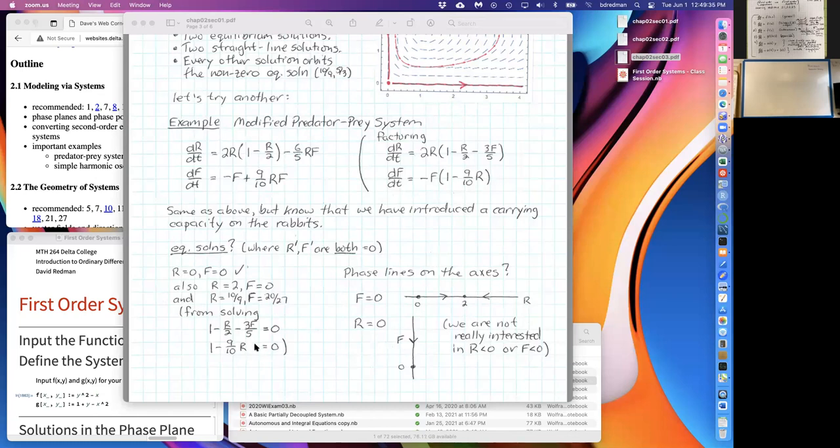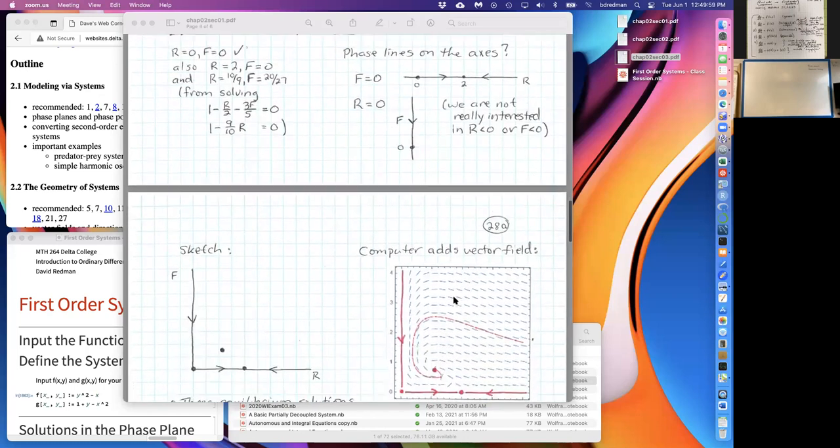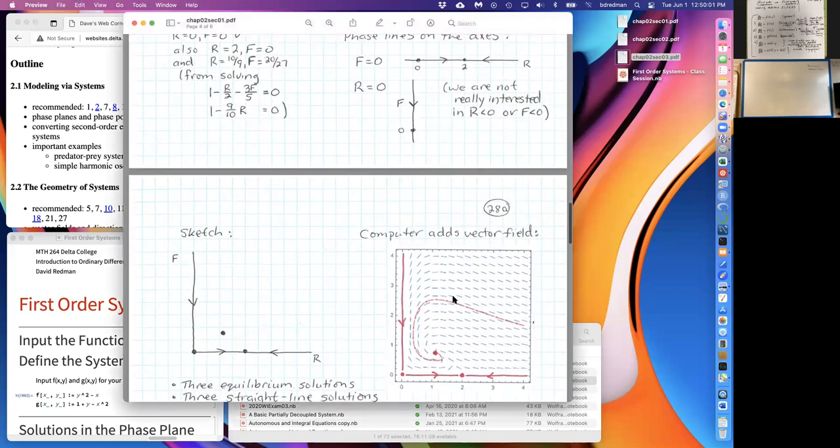Literally, they're just two lines. I can draw my two phase lines, right? Phase line for the rabbits when there are no foxes. Phase line for the foxes when there are no rabbits. Fox phase line is the same, but the rabbit phase line now has a carrying capacity of 2, decaying from above, or growing to 2 from below. Let's glue those two phase lines together. And then let's run a simulation.